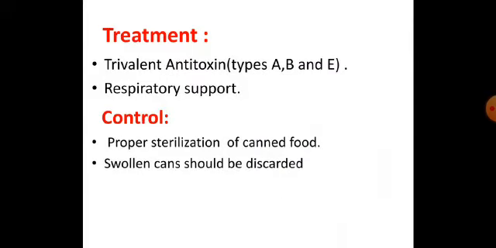Finally, the treatment is the immediate administration of the antitoxin. Trivalent antitoxin here against types A, B, and E of the toxins, and respiratory support due to the respiratory paralysis. Control: any swollen cans should be discarded immediately, and proper sterilization of all canned foods.